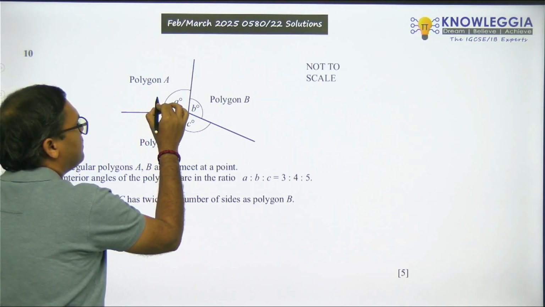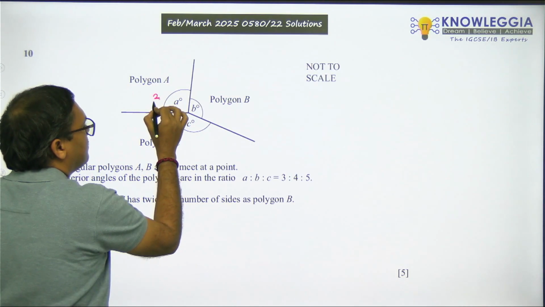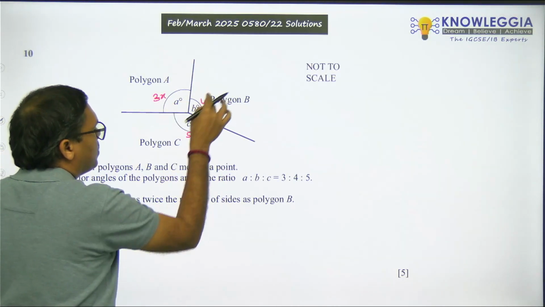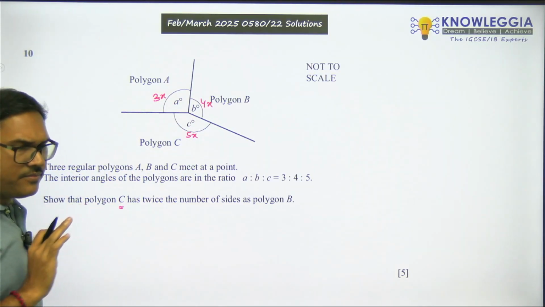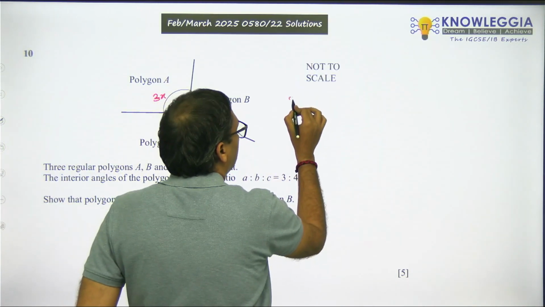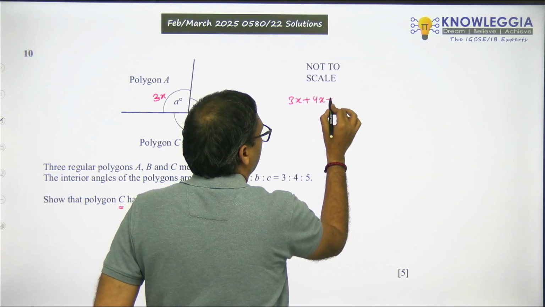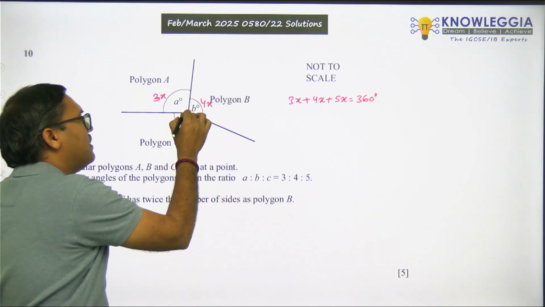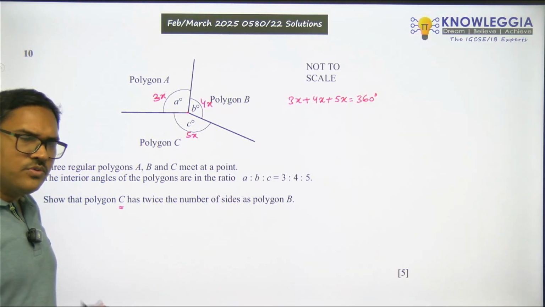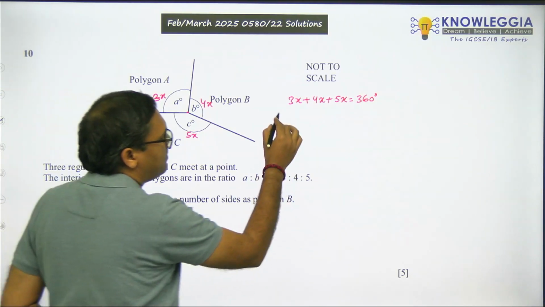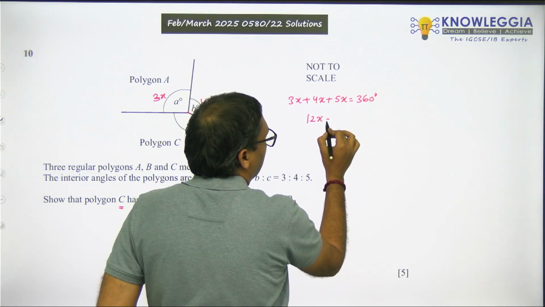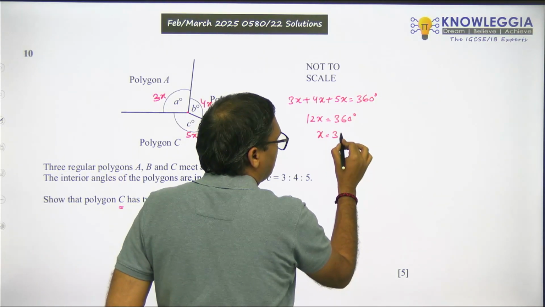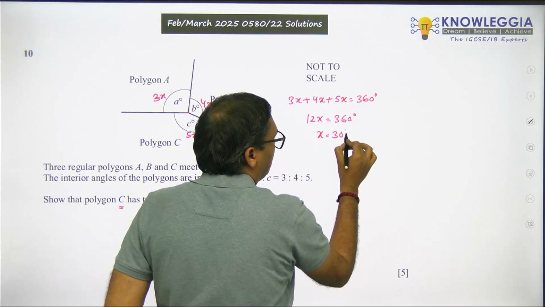So I can say A is 3x, this is 4x, and this is 5x. Because the ratio of these three is 3 is to 4 is to 5. Correct? So I can easily find this because 3x plus 4x plus 5x should be equal to 360 degrees, because this is the angle at a point. The sum should be equal to 360 degrees. So you can see this is 9, 12. 12x is equal to 360 degrees. That is x will be equal to 360 degrees by 12. This is 30 degrees. Okay.